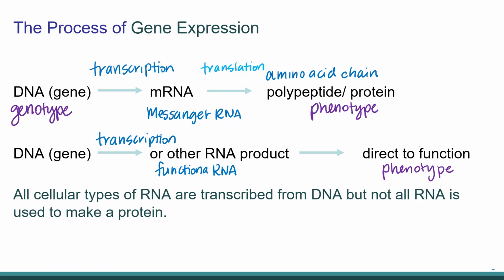Now, sometimes it is gene regulation. Sometimes they're made into transfer RNAs or ribosomal RNAs. There are a variety of different things that these functional RNAs can do. But even though they're not being made into a protein, they are still generating a phenotype. This time, there's no second step, and they just are direct to function.